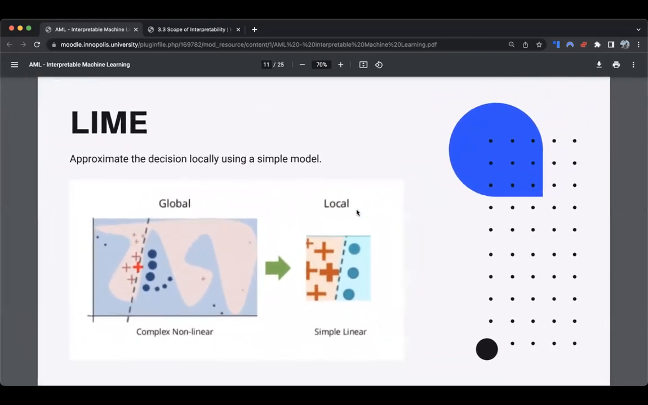So LIME, right? What we said about the simple models is they are very linear and easy to understand. Pretty simple, basic models, right? Unlike something like a neural network, which has a very non-linear and complex decision boundary that is very difficult to understand. So if we go, for example, let me just do this really quickly.